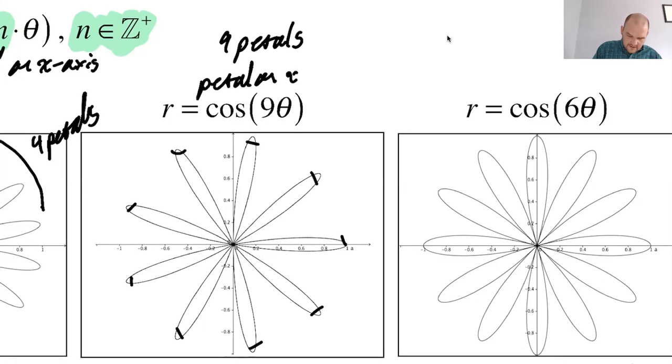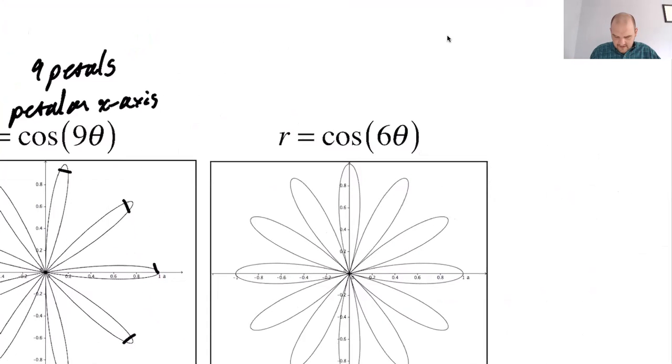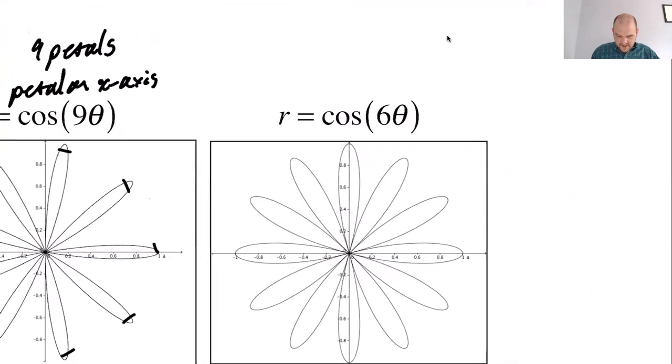Petal on the x-axis. Okay, so cosine, and there is a petal on the x-axis. 9 petals, and n was equal to 9. So an odd number gave us the same number of petals. Let's see if this even number, 6, gives us 12 petals. That's what I'm expecting. Also, I really don't want to count that, but we'll see.